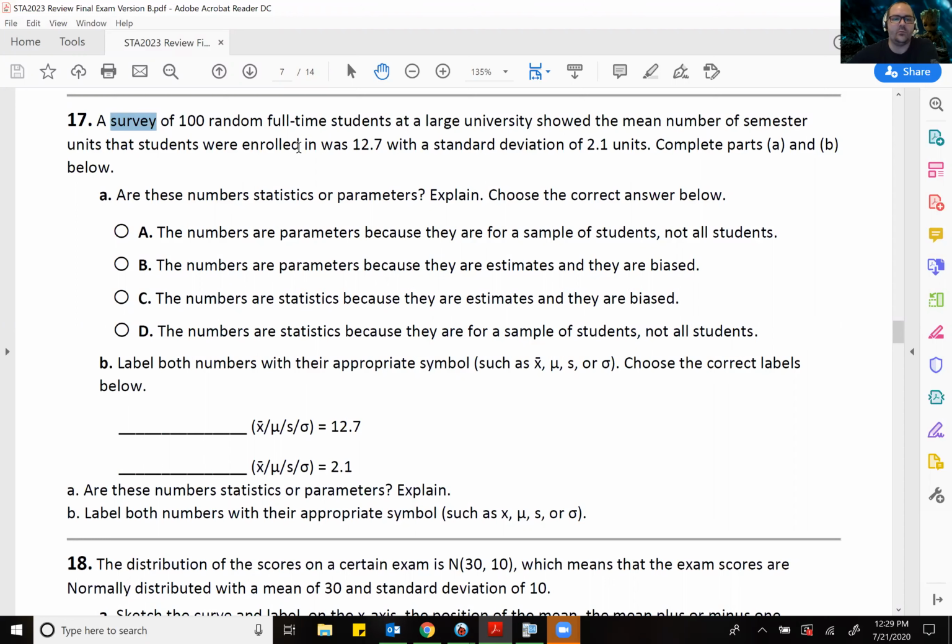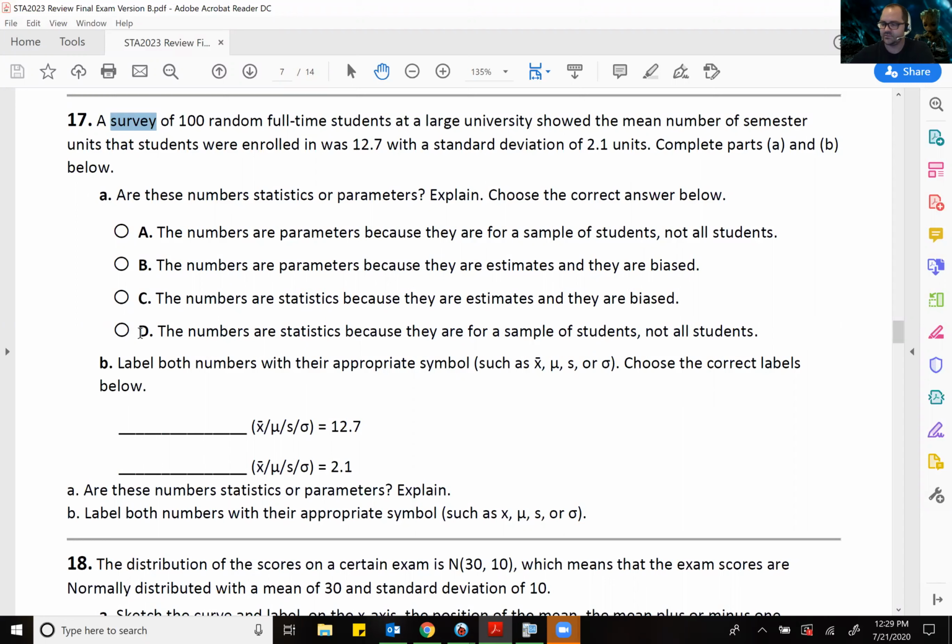And since it is a sample, we are dealing with statistics. So it's either C or D. C says the numbers are statistics because they are estimates and they are biased. Well, it's not biased, it's random. Let's read D real quick. The numbers are statistics because they are for a sample of students, not all students. There we go. D is the better one. Granted, they are kind of estimates a little bit, but they're not biased. So the most helpful and correct answer is D.